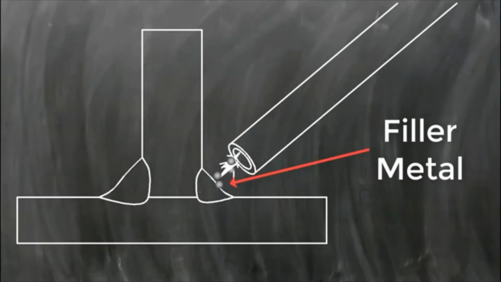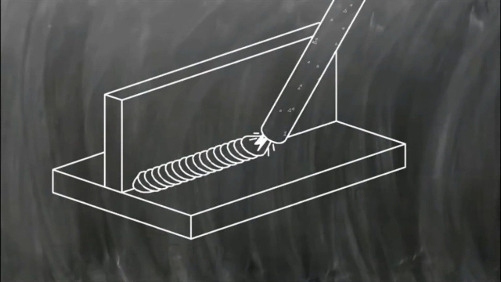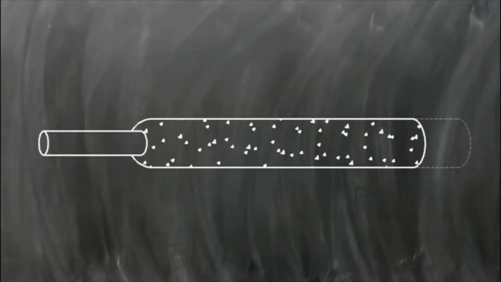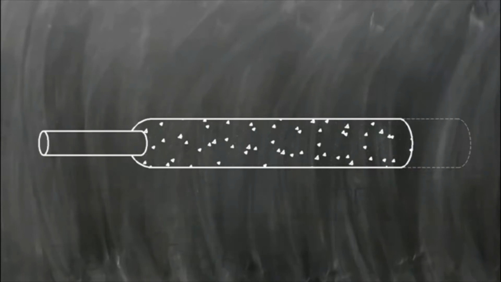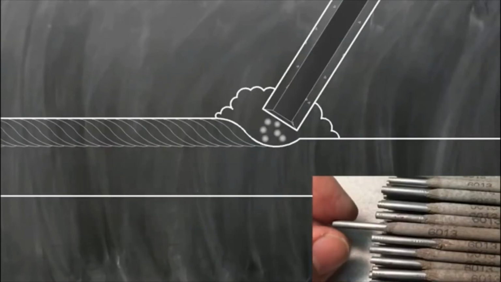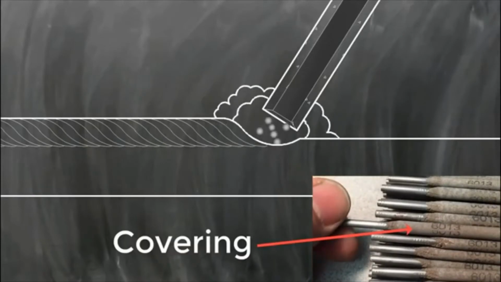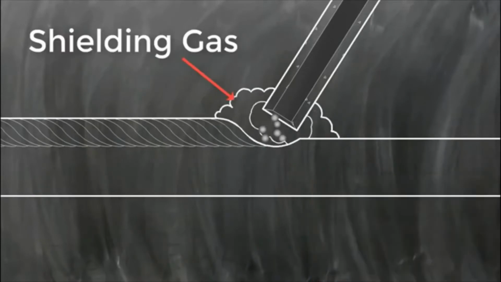Stick welding always adds filler metal to the joint. Because the electrode is constantly melting away and becoming part of the welded structure, stick welding is known as a consumable electrode process. As the electrode is heated by the arc, some of the covering of the electrode releases protective gases that shield the weld and help stabilize the arc.